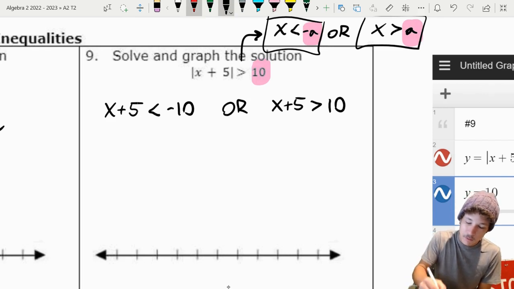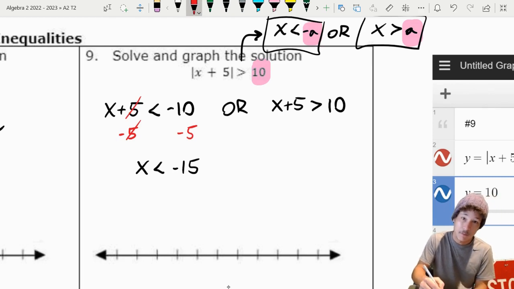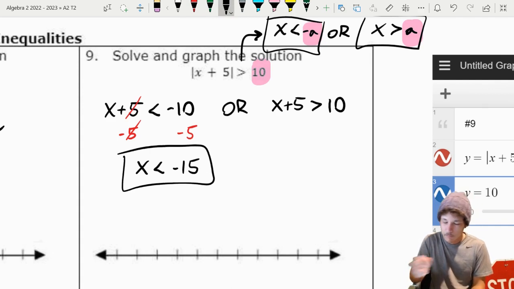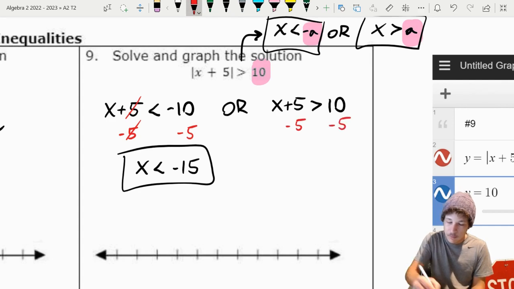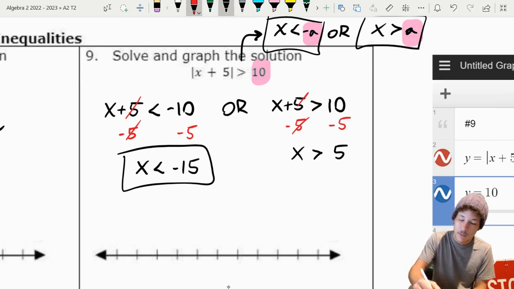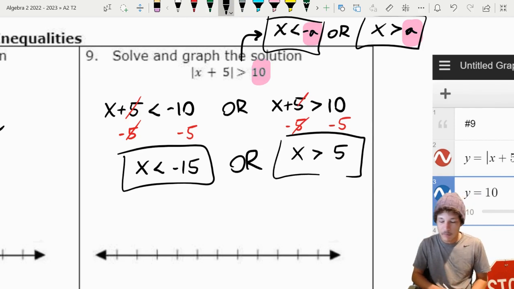In the first case, we can subtract 5 from both sides. We get x is less than, let's see, that'd be negative 15. These 5's canceled, and we have negative 10 minus 5. That would be negative 15. So that's one of my answers. Or x plus 5 is greater than 10. If we subtract 5 from both sides, we could say that x is greater than 5, which these 5's cancel once again. And 10 minus 5 gives me 5. So we get our other solution set. So either x is less than negative 15 or x is greater than 5.